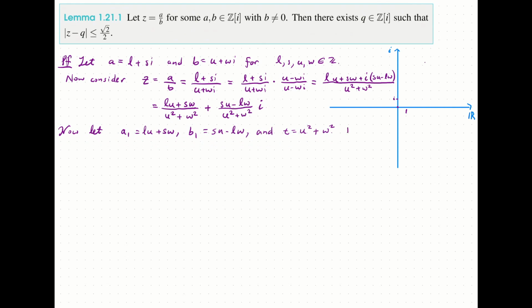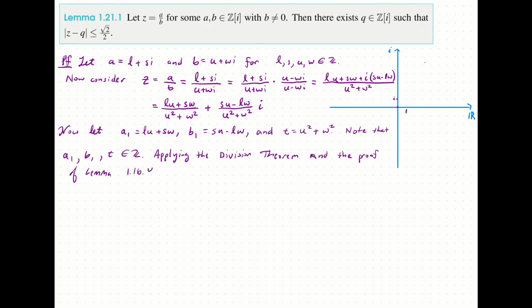So by the division theorem, so actually before that, just a quick observation. So note that by construction, A1, B1, and T, these are all integers by their definition. So we are fine here. So we can apply the division theorem. So applying the division theorem and the proof of lemma 1.16.4, which I'm going to go to in just a moment, we get that there exist integers q1 and r1 in Z such that we have the following.